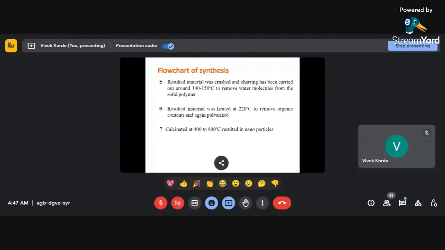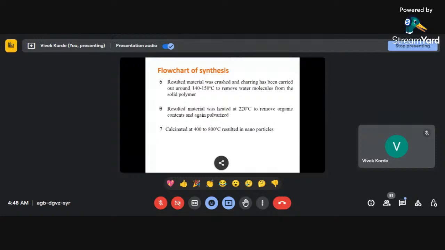Yes. After that, the resulting material was crushed and charring has been carried out around 140 to 150 to remove, you can say, water molecules as well as the solid polymers. And only pure metallic particles will remain. And then the resulting material was heated at 220 Celsius to remove further organic compound contents, if any. And after that, it is taken for calcination at 400 to 800 Celsius if needed.